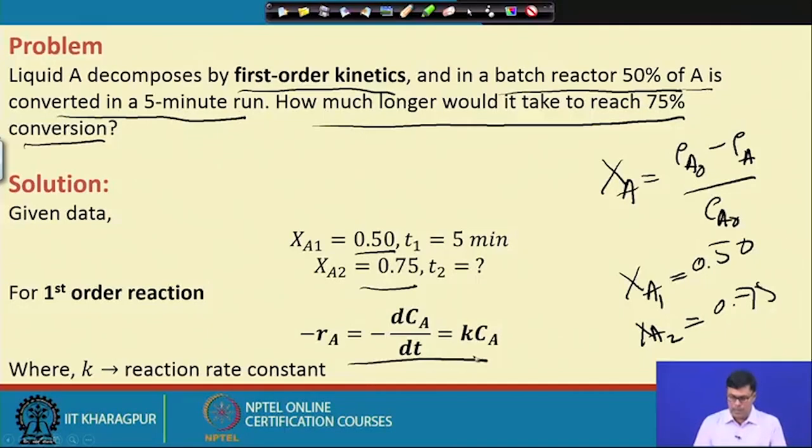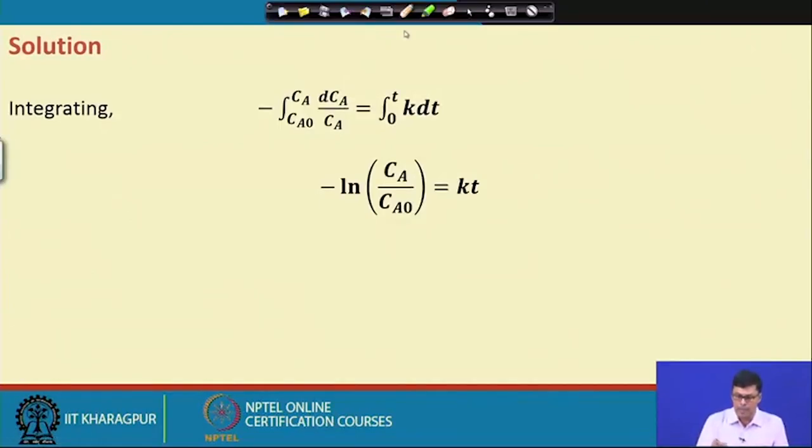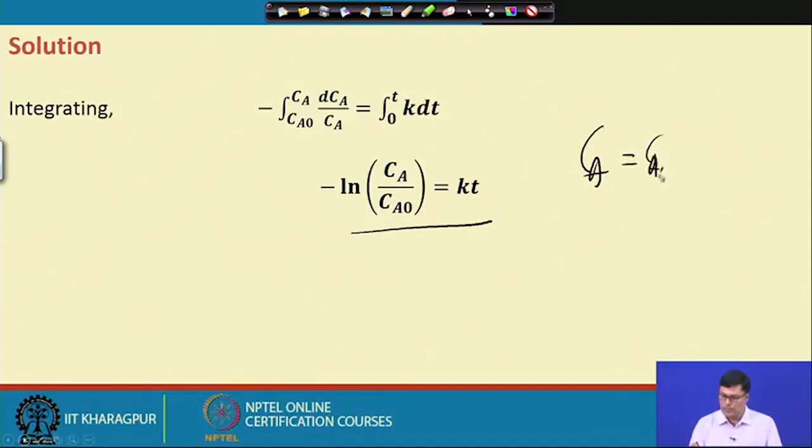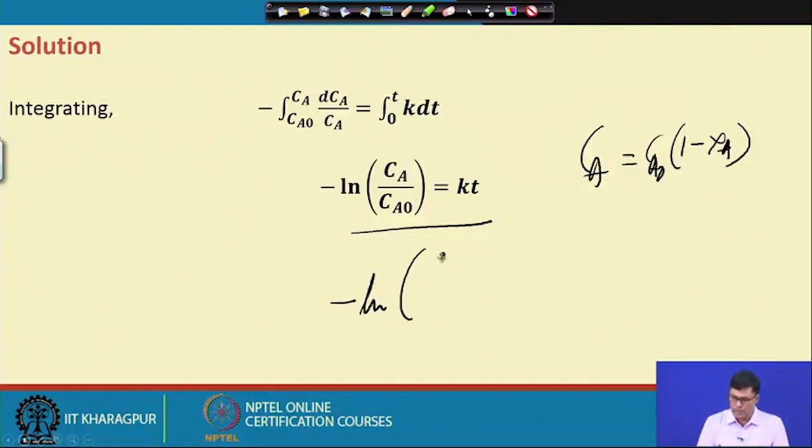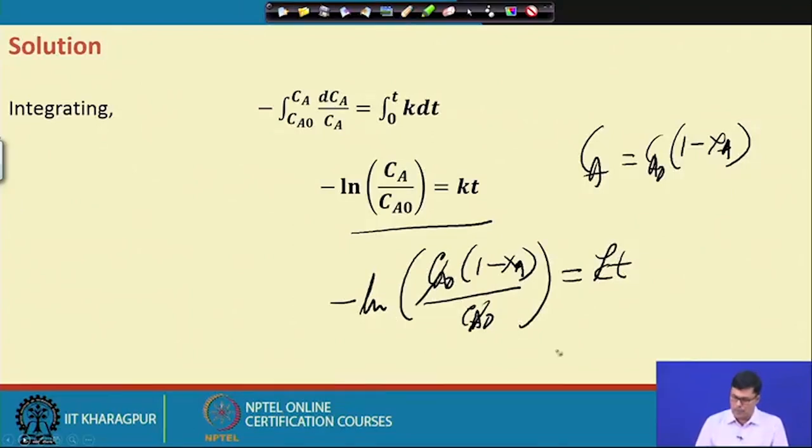And what is the rate expression that we have? Minus rA equal to minus dCA by dt equal to K into CA, because this follows first order kinetics. Now, this is the equation that we have. If you solve it, we can get the equation ln CA0 by CA equal to K into t. Now, what is the CA? CA equal to CA0 into 1 minus XA. Am I right? If you put this here, then what will we get? Ln CA0 into 1 minus XA by CA0 equal to K into t. So, this will cancel. So, what we will get? Minus ln 1 minus XA equal to K into t.